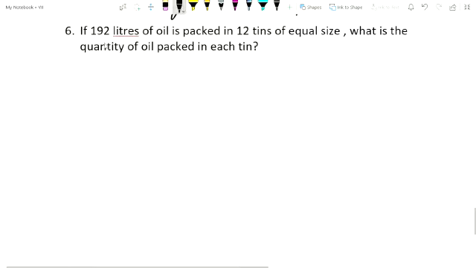So here, 192 liters of oil is packed in 12 tins of equal size. What is the quantity of oil packed in each tin? Here the quantity of oil is given, the number of tins is given. We need to find out quantity of oil packed in each tin.